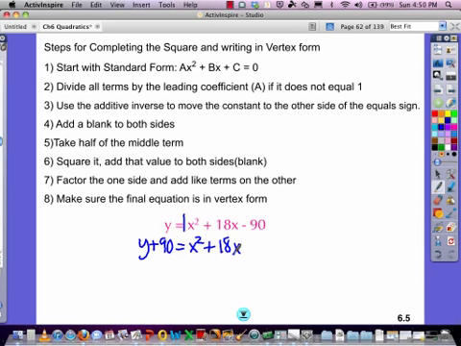Then it says add a blank to both sides. What we mean is a fill in the blank, something you can add. And remember, in our balance, if we add something on the left in algebra, you must add it on the right. So you can't just add it to one side at a time. So we get a blank on both sides. Now here is where we do our completing the square. Take half of the middle term. Well, our middle term is an 18. Half of that is 9. Square it is an 81.